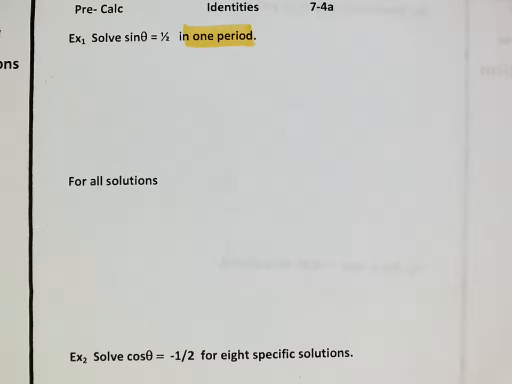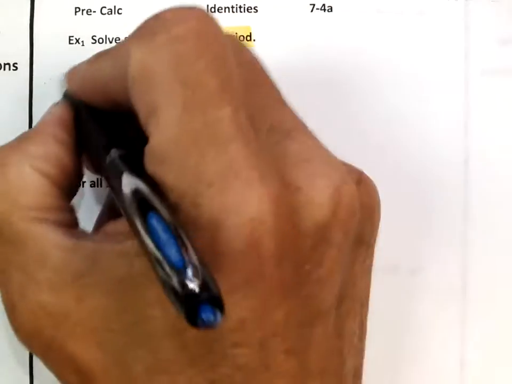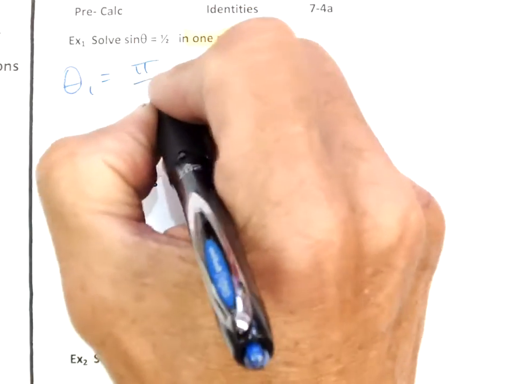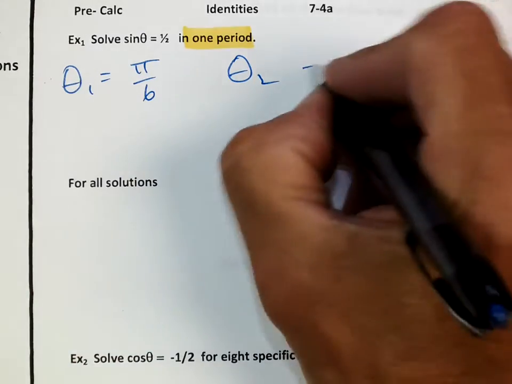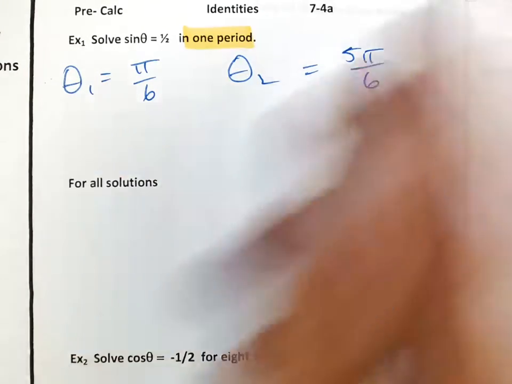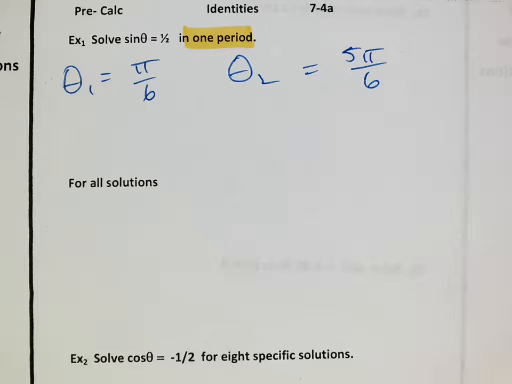Okay? Now, here's the hint. If it's on the unit circle, it's easy. Okay? It's easy. So we know that sine is the y value, correct? So we look for the y value on the unit circle, and we want to find an angle. So we've done this. What is my corresponding angle for 1/2 for sine? So theta 1 is pi/6, and theta 2, there's another one, is 5 pi/6. Done. Snap. So if it's on the unit circle, it's easy, okay?